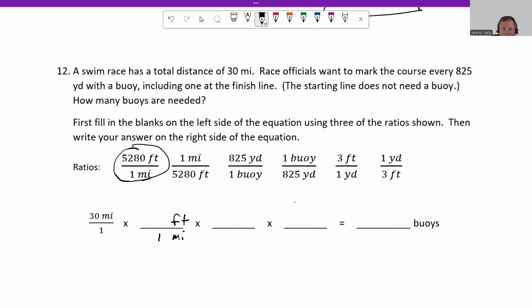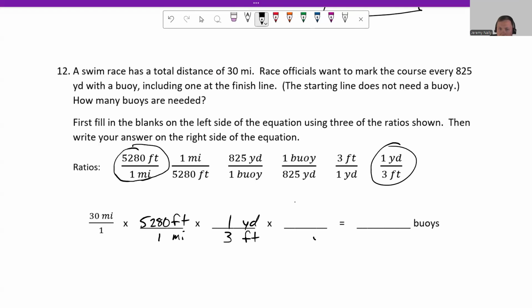So 1 mile, 5,280 feet. Now you can see that miles cancel out. And if it helps you, you can still cancel it out on the test. And then I want to cancel out feet and go to yards. That would be this one. So 3 feet and 1 yard. And now you can see the feet cancel out.